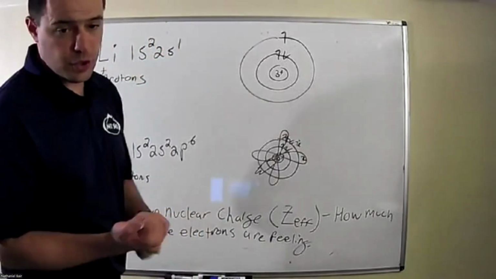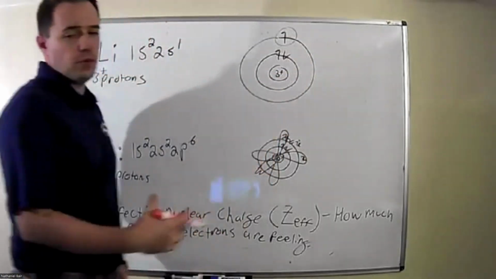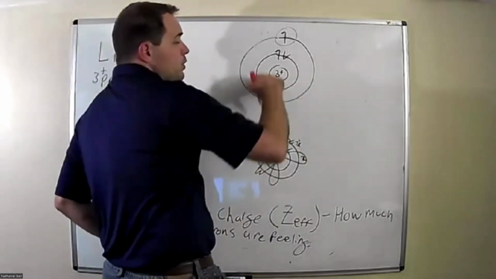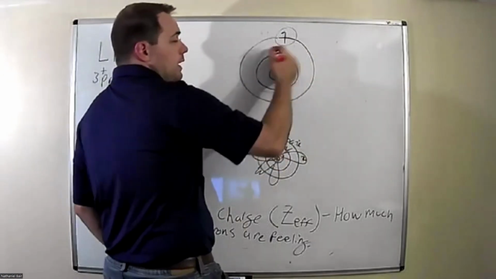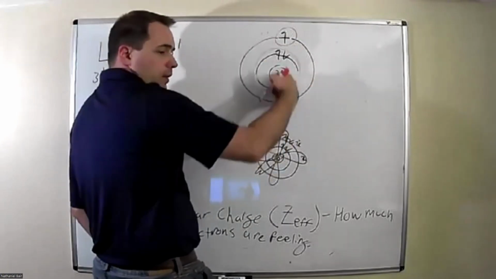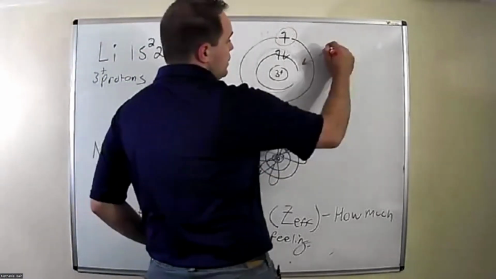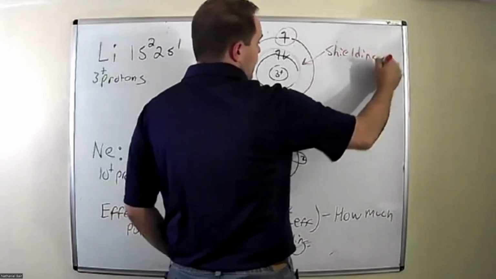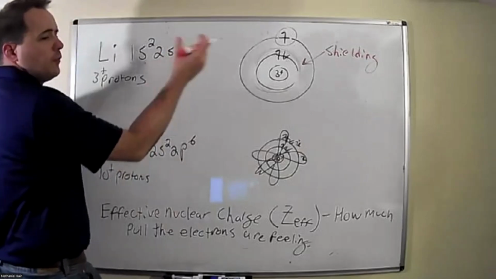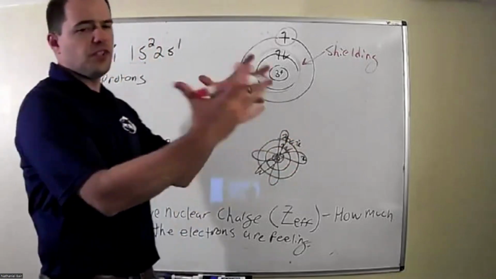Now, let's talk about shielding. This electron here does not feel 3 protons worth of pull. And here's why. It's because lower energy electrons are between it and the nucleus. And these lower energy electrons whirl around and block the full pull of the nucleus. We call this shielding. In lithium, the 1s electrons shield that 2s electron from the full pull of 3 protons worth of, for lack of a better word, suckage.